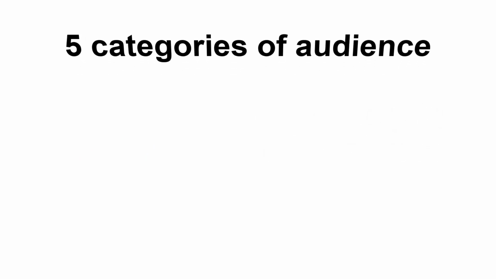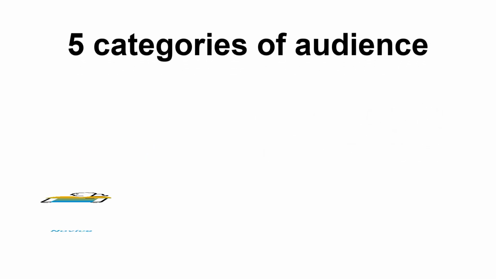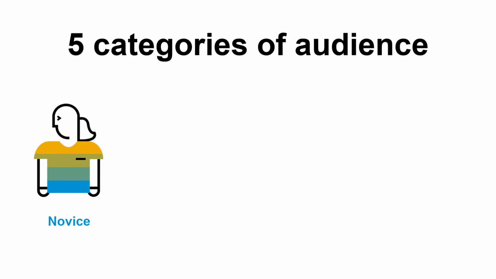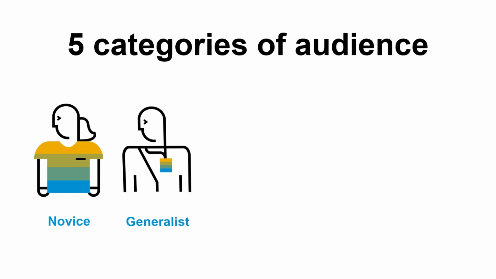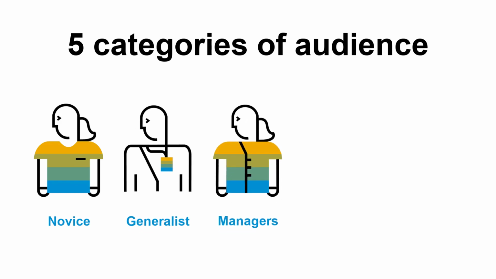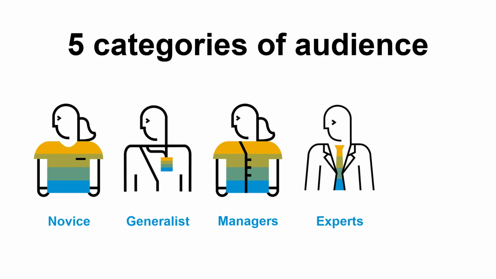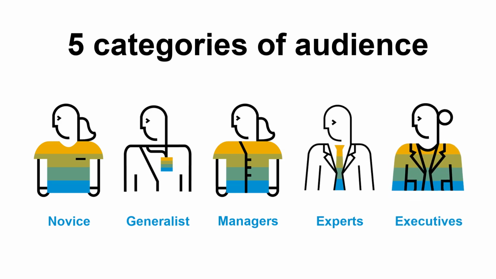There are 5 categories of people in an audience. First is the novice. Now, these are people that are new to the topic that you're going to be presenting. Next one is generalist. Now, these are people that have a good understanding of the topic and its interconnections. Then there's managers, who are the people that are interested in comparing plans to reality for your topic. There are experts. Now, these are the ones that will want to go into the details of your topic. And finally, there's executives. Now, these are the guys that are going to look at the big picture.